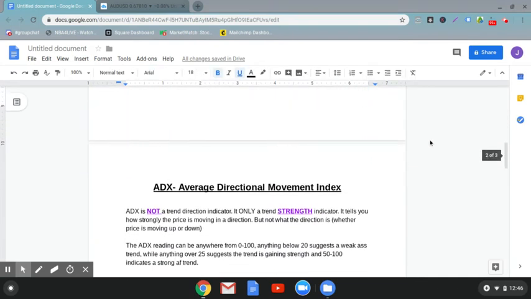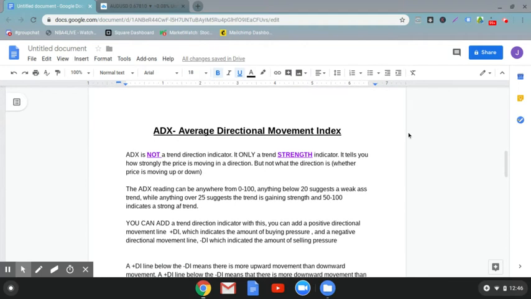So the indicator that we are going to be using is called the ADX. Okay, this is called the Average Directional Movement Index. Okay, family, it is not a trend indicator. Okay, it's not going to be like the RSI. It's not going to tell us which direction the market is moving in. Okay, it's only a trend strength indicator. Okay, it tells you how strongly the price is moving in any given direction, but not what the direction is.